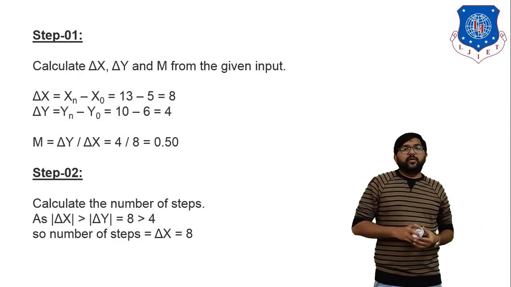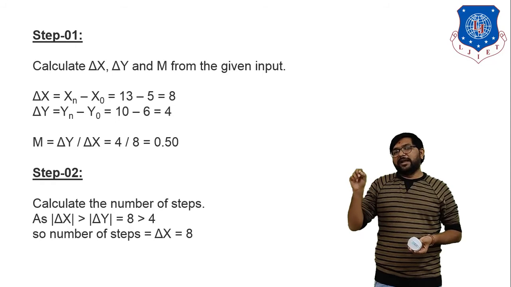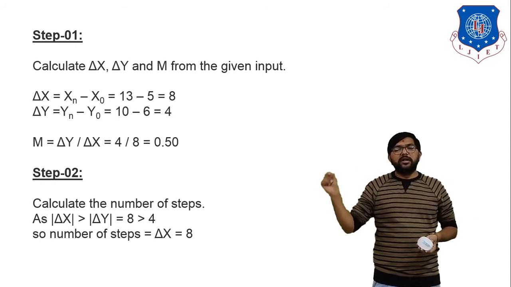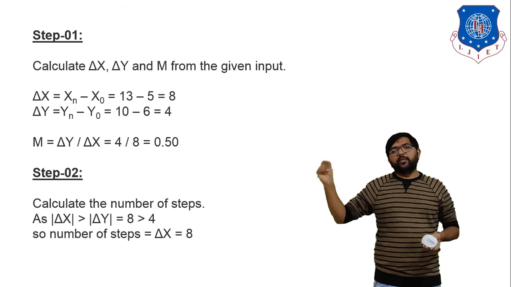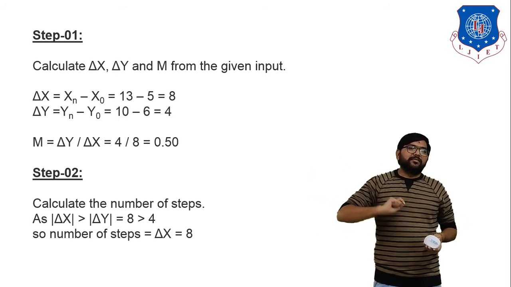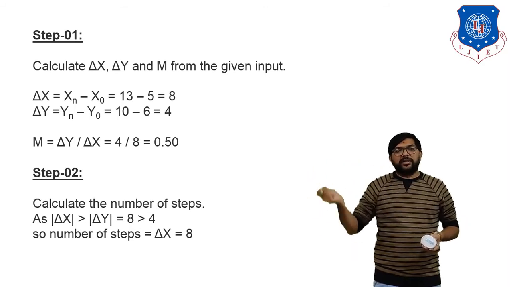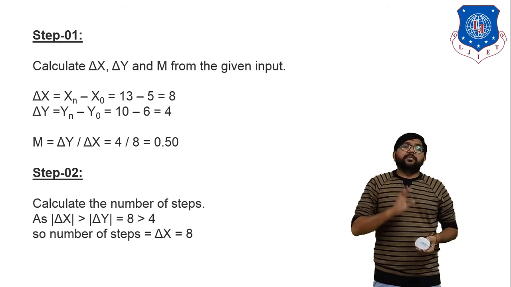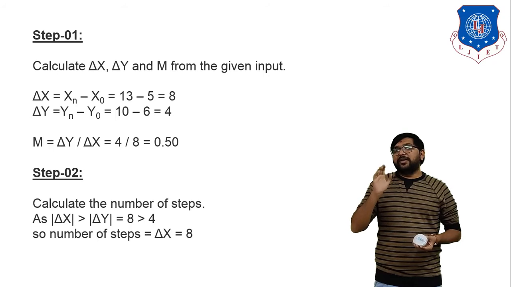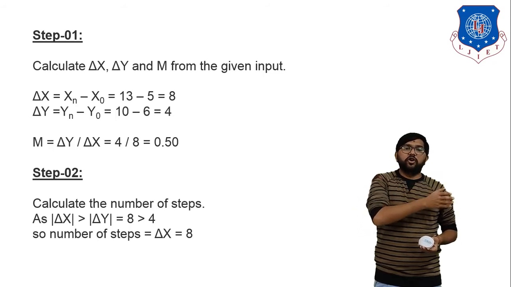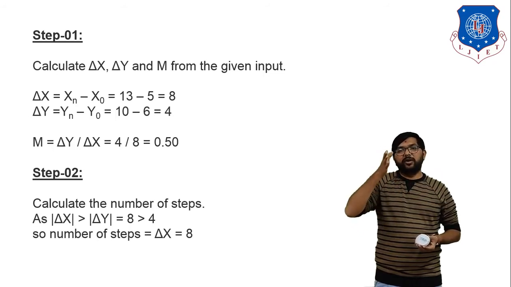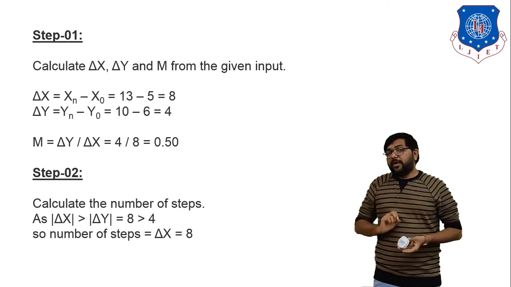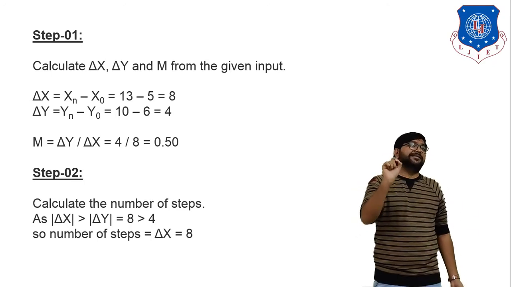Now step number 1, find the value of delta x and delta y. So delta x is equal to xn minus x0, 13 minus 5, which is 8. Delta y is equal to yn minus y0, 10 minus 6, which is 4. Now according to delta x and delta y, you can calculate the value of slope. So m is equal to delta y upon delta x, so 4 upon 8 is equal to 0.5. Now the value of slope is 0.5.